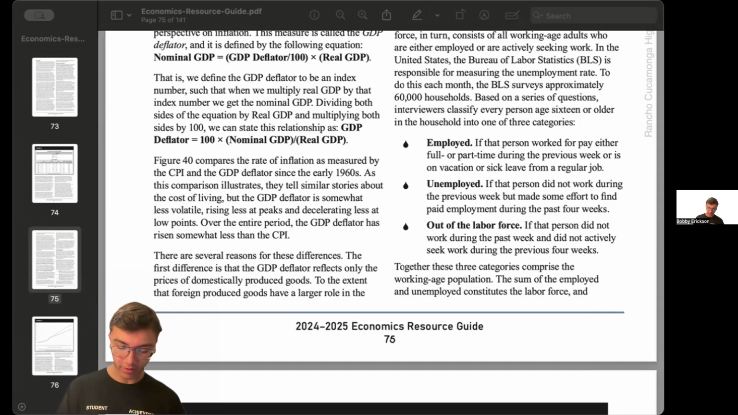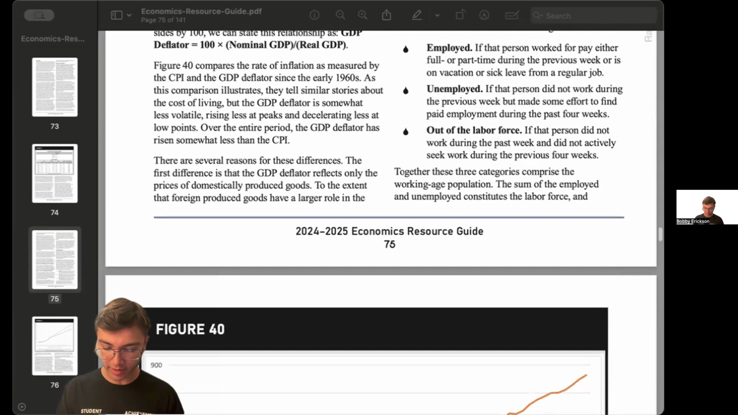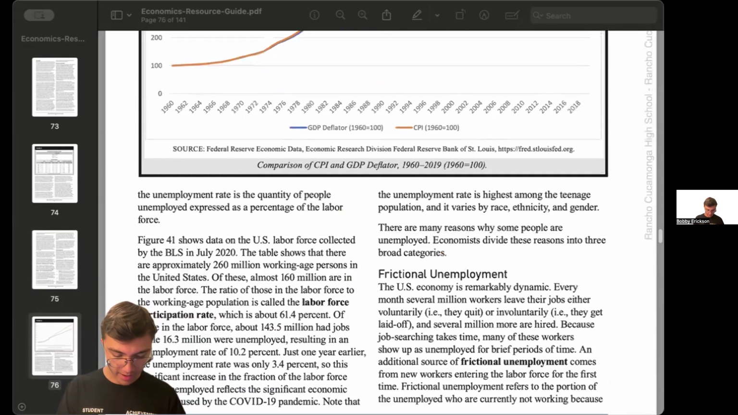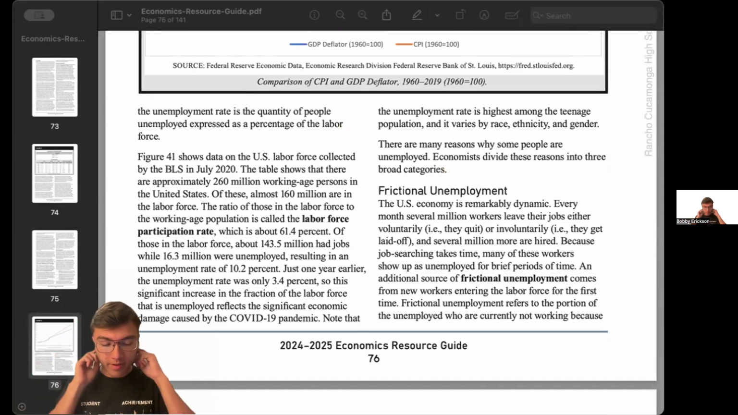These three categories make up the whole working age population, all those people age 16 or older. And so employed plus unemployed equals the labor force. And we know that the unemployment rate is the quantity of people unemployed expressed as a percentage of the labor force. So unemployment divided by employment plus unemployment.